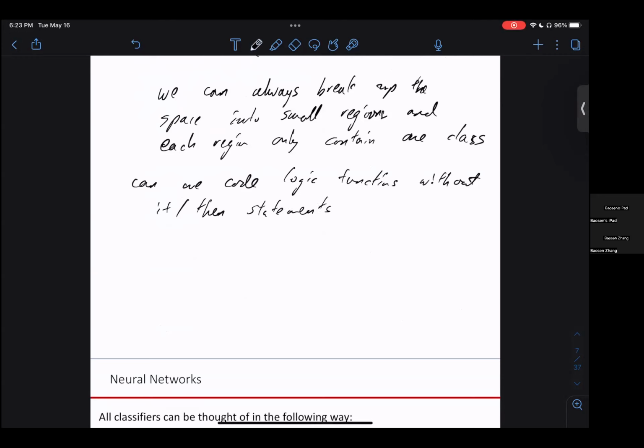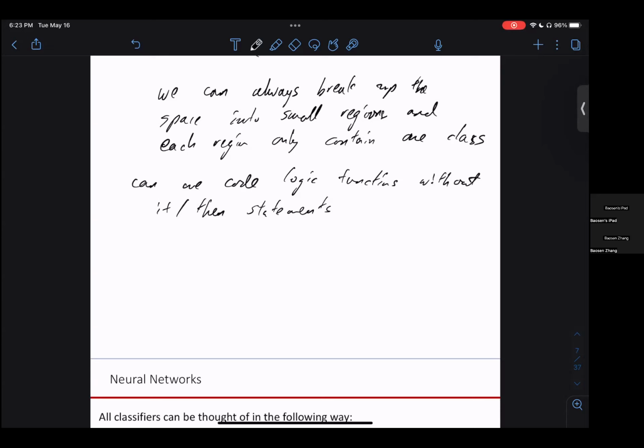Right. At the end of the day, when you're doing optimization, when you're doing training, you want to take derivatives of things. If you have if-then statements, I can't take derivatives. So here the question is, can I take a derivative, but still do core logic?